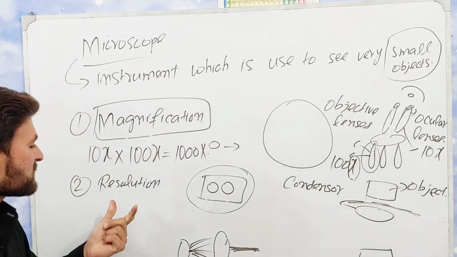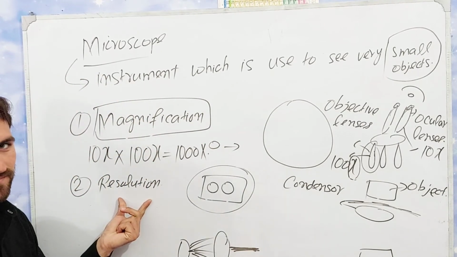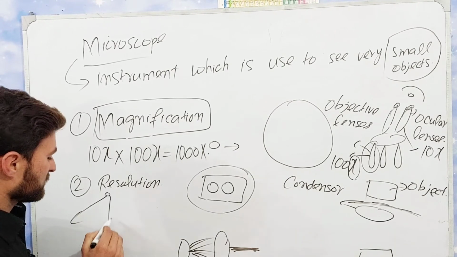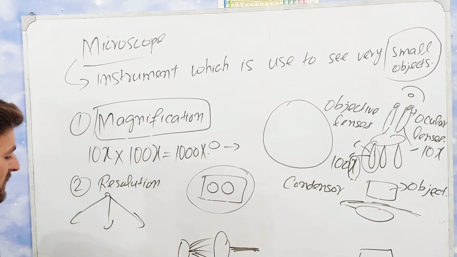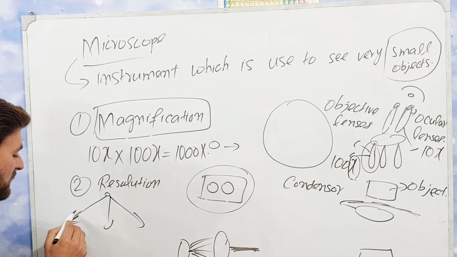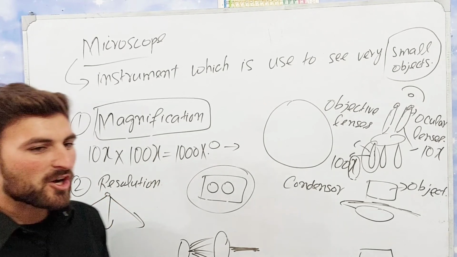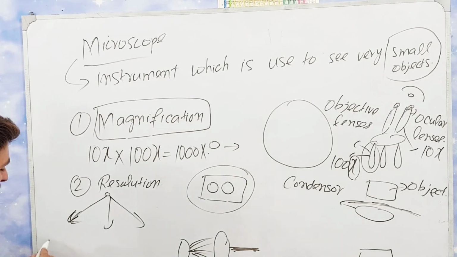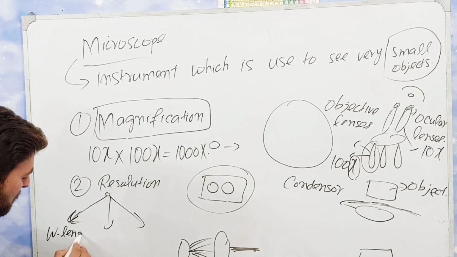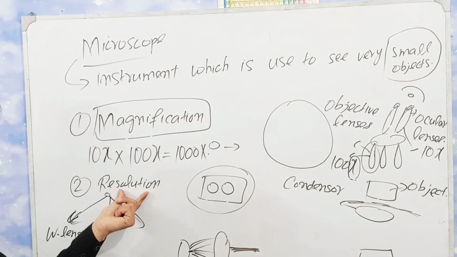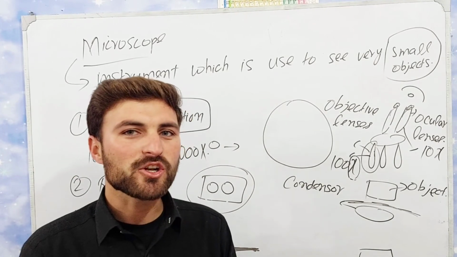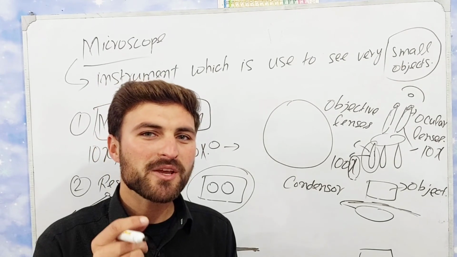Now let's discuss something about the resolution. This resolution basically depends on three things. I will shortly name them, and this is on the basis of the Abbe equation. So this resolution depends upon the wavelength. The resolution is inversely proportional to the wavelength. What does that mean? If the light has a larger wavelength, the resolution will be very low.